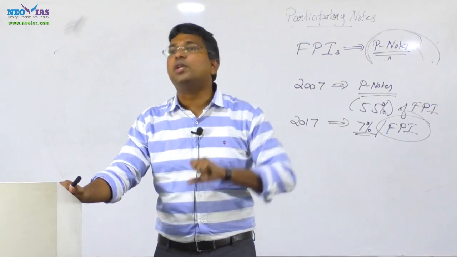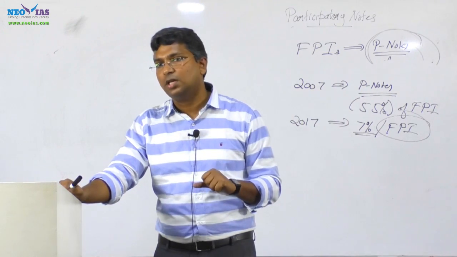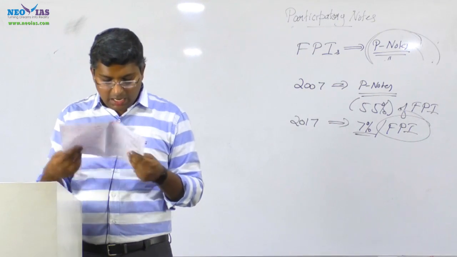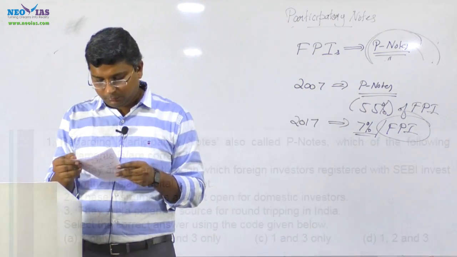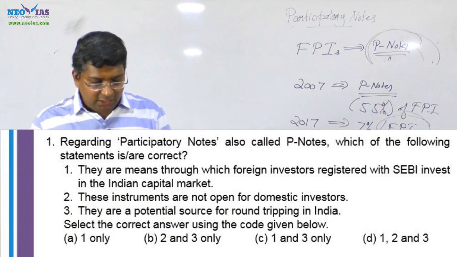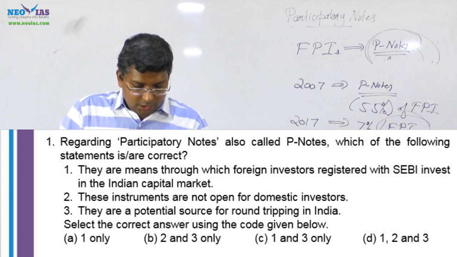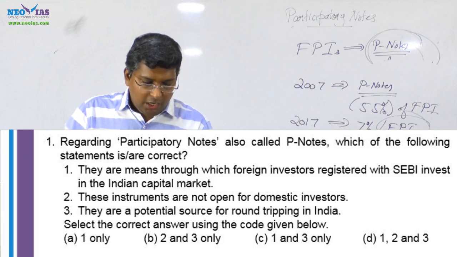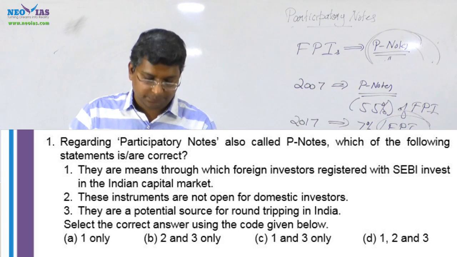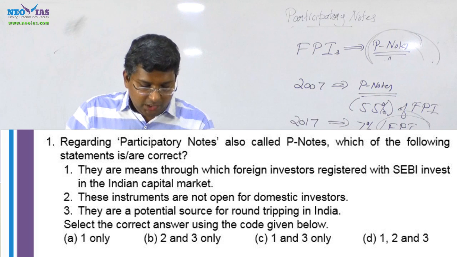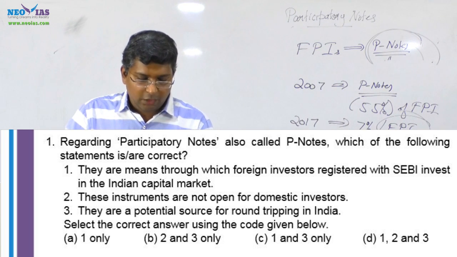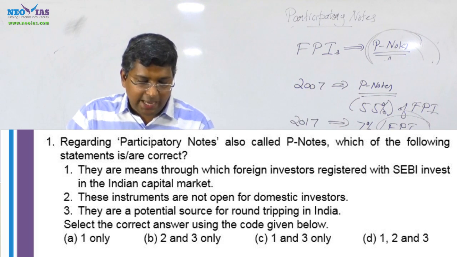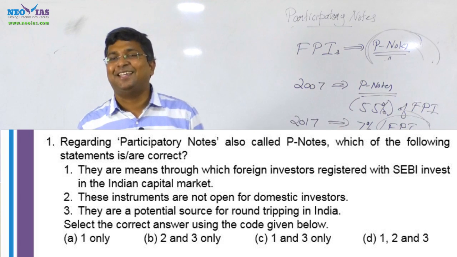Now, I have set a model question. I am expecting a question on participatory notes, so we will try to solve this model question. It's a three-statement question. Regarding participatory notes, also called P-notes, which of the following statements is or are correct? Statement 1: they are means through which foreign investors registered with SEBI invest in the Indian capital market. Is that statement correct? No.